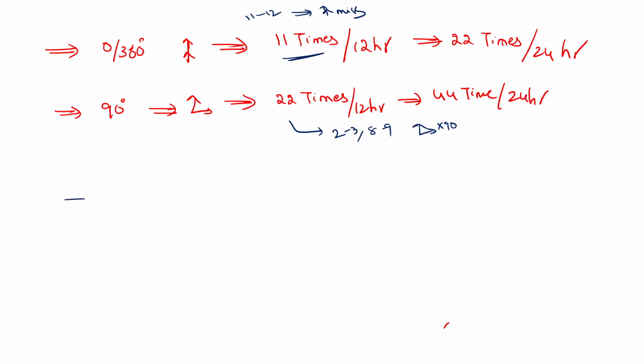The last and final one: how many times are you going to get 180 degrees? 180 degrees means this one, exactly opposite. Again, most people will say the answer is 12 times, but if you observe carefully, you are going to miss one time between 5 and 6. Okay, as you can see here, just wait, I will show you.